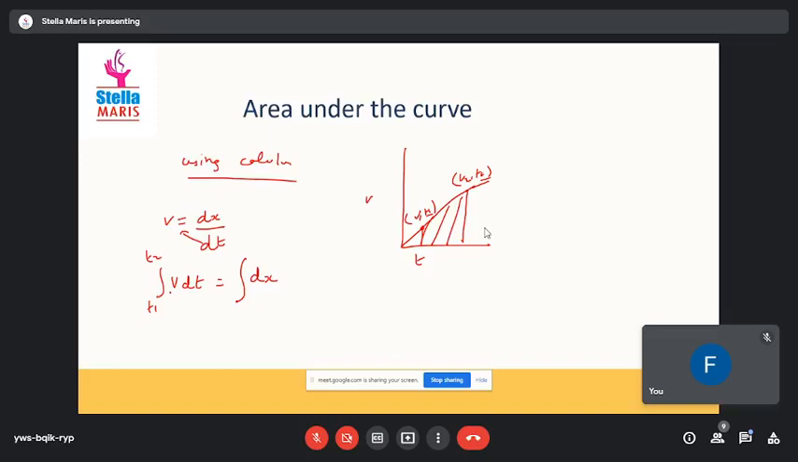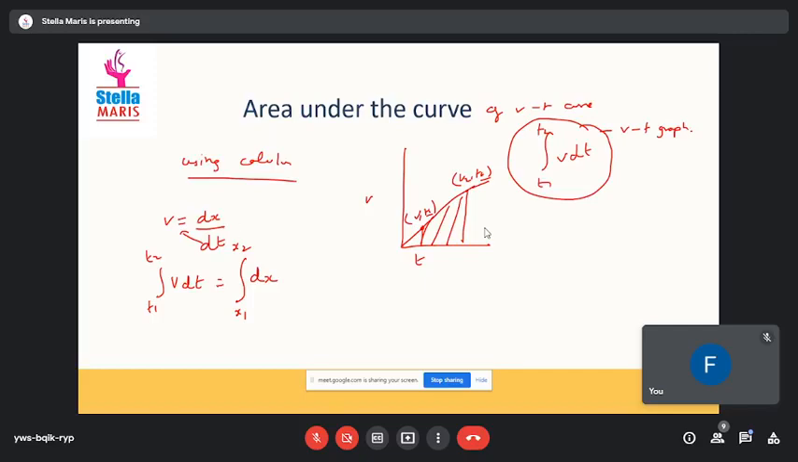And for dx, the integral is nothing but x1 to x2. So the area under the curve of the vt graph is given by this formula, the integral from t1 to t2 of v dt. This represents the area under the curve of the vt graph. Are you clear till now?